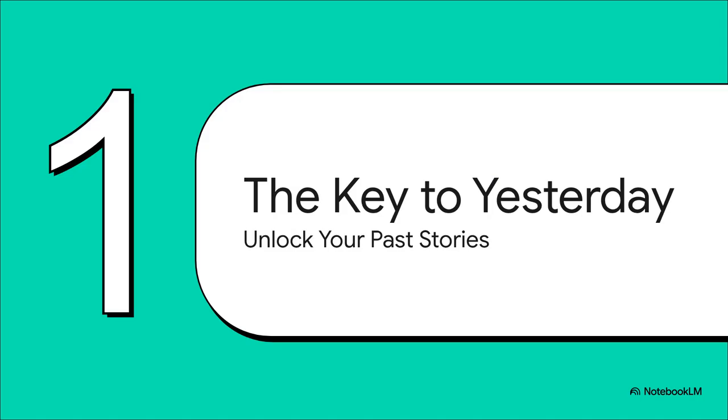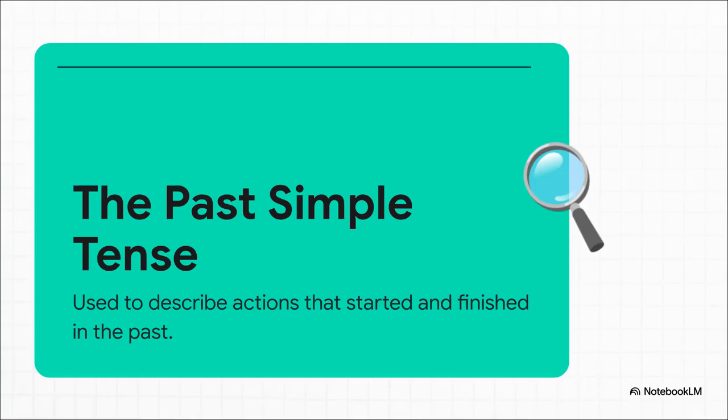All right, so let's start with the absolute basics. Think of this first part as the master key. It's the one fundamental idea you need to unlock the door to all of your past stories. Okay, so the core idea is actually super simple. We use the past simple for any action that both started and finished in the past. It's not happening now. The one thing you have to remember is that the action is completely done.